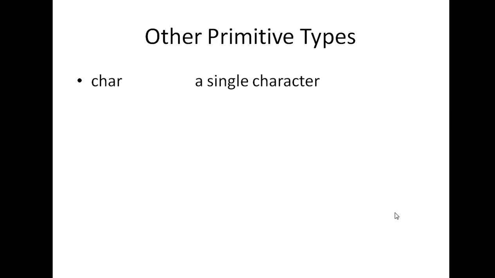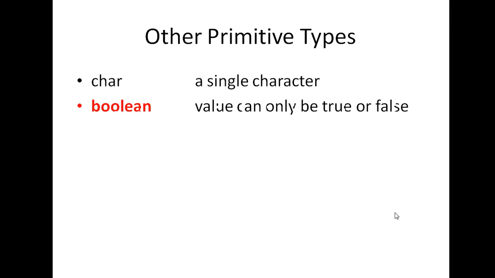Other primitive types would be char, which is just a single character, and boolean, which is a type whose values can only be true or false, lowercase true or lowercase false. So the boolean variable cannot be a 6 or a 12 or Fluffy or Jim or 12.6. Its value is true or its value is false, lowercase.